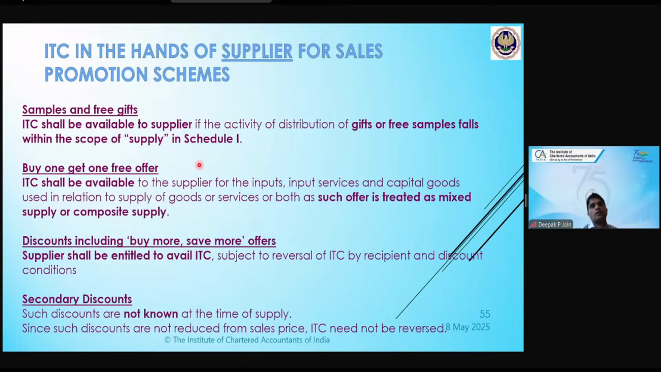Now, we said that apart from lost and stolen, if you give it as a free sample also, you have to reverse it. But we said that ITC shall be available if the activity of distribution of gifts or these samples falls under the scope of supply under Schedule 1. Because in Schedule 1, we discussed that if you give any free samples or gift, then it falls under Schedule 1.